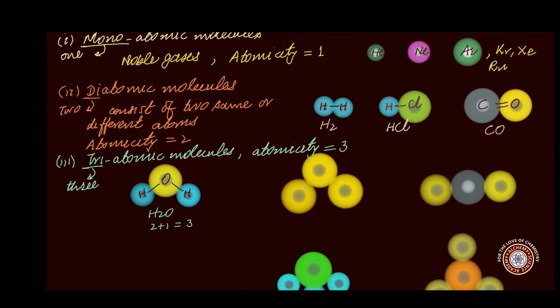This is ozone, which is another triatomic molecule, but in this case all the three atoms are of the same element, that is oxygen. Therefore it is an example of a homonuclear triatomic molecule. Let us look at another example, which is carbon dioxide. It is another example of a triatomic molecule.